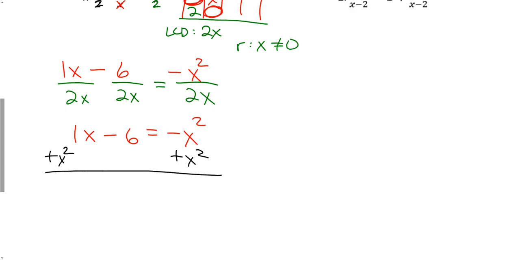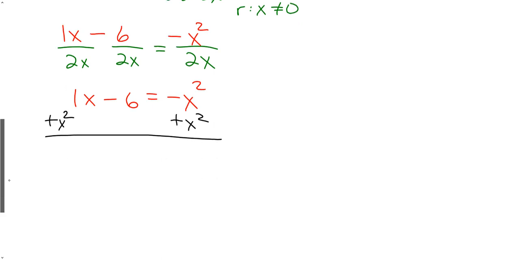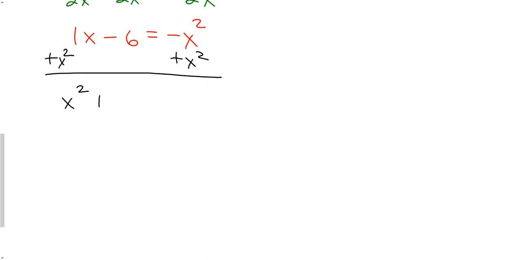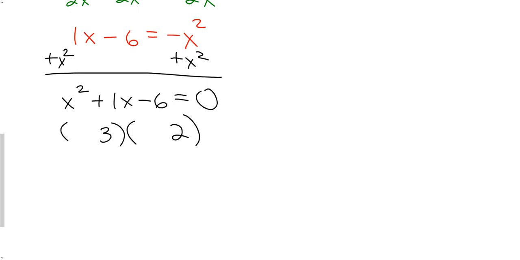And I'm specifically moving that one because we don't like to have negatives on our x squareds. So we're going to end up with x squared plus 1x minus 6. Now it's just an ABC problem. So our simple ABCs. Find the list of numbers for 6 that add to 1. 3 and 2. To make it a positive 1, it's going to have to be positive 3 and minus 2. So we just put our x's right here, and this is equal to 0.